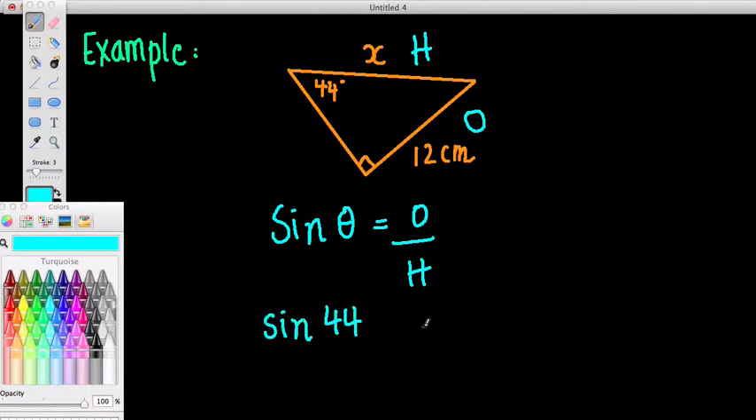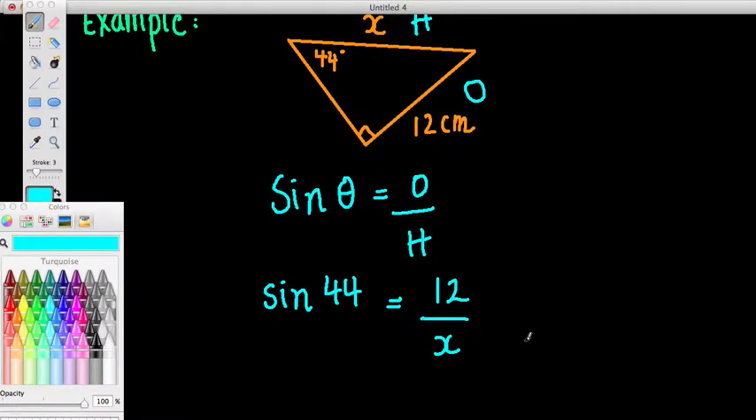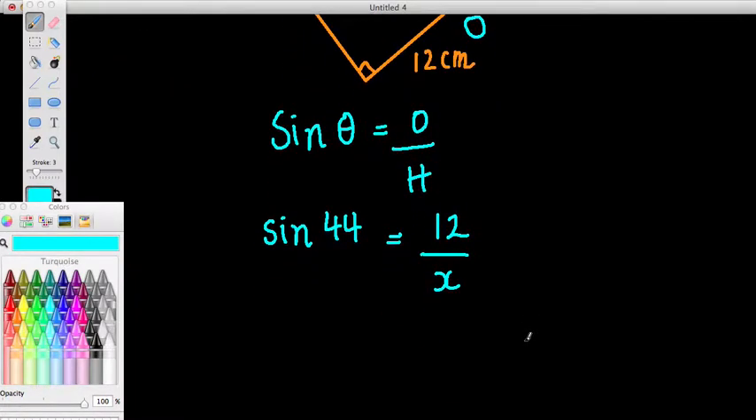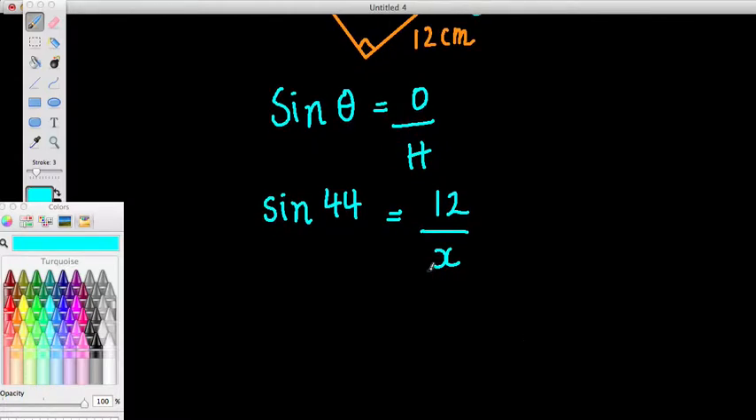Here we go. Again, we're going to substitute. My angle is 44, opposite side is 12, and my hypotenuse this time is the one I don't know. Let's just zoom down a little bit so we've got a bit more space. Now this one isn't the same because this time the x is on the bottom. To solve this one, what I'm going to do is 2 steps really.